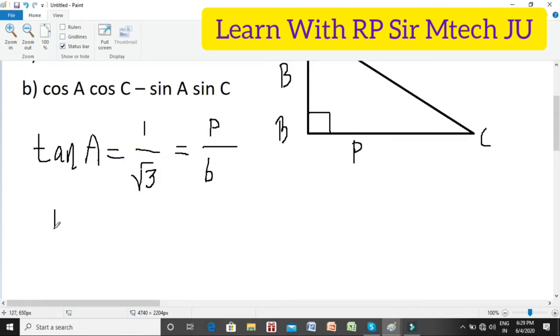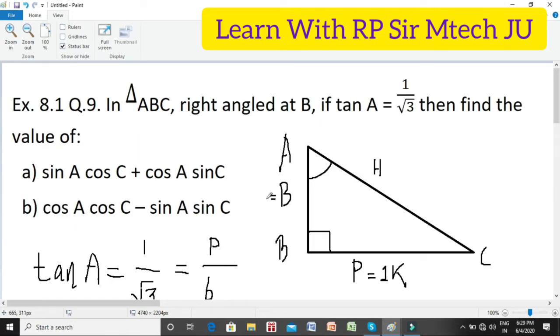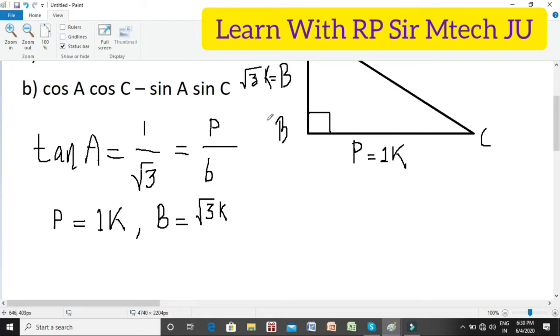So from here we can say the perpendicular is equal to 1 multiplied by any constant k, so let us call it 1k, and the base will be root 3 into the multiplier k, root 3k. So here we have the perpendicular, which is 1k, and the base, which is root 3k. And as I've mentioned, if the angle is A, then only this is the perpendicular and this is the base. But if the angle is this one, then this will be the perpendicular and this will be the base. So this is the first thing that we need to do.